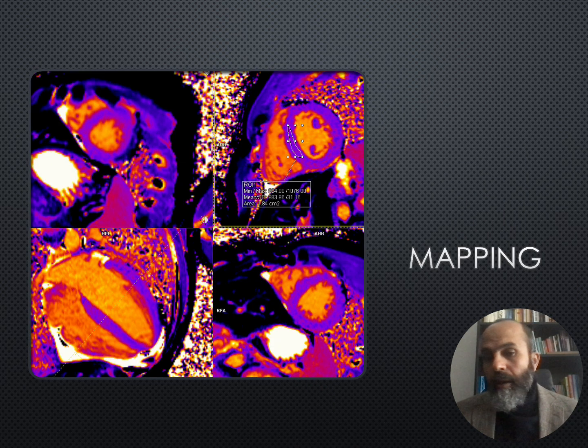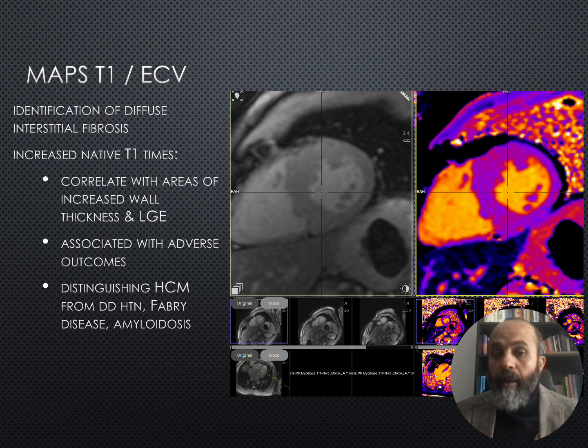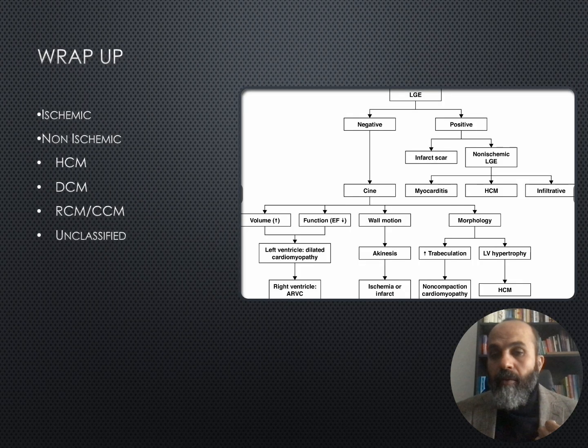Similarly, the maps, we use them to identify intracellular from extracellular T1 changes that could tell you what type of non-ischemic cardiomyopathy you are facing, but you don't have to do it in every single case. That algorithm, I found it in the American Journal of Roentgenology. It's more or less similar to the algorithm that I'm using, but maybe in a different way.